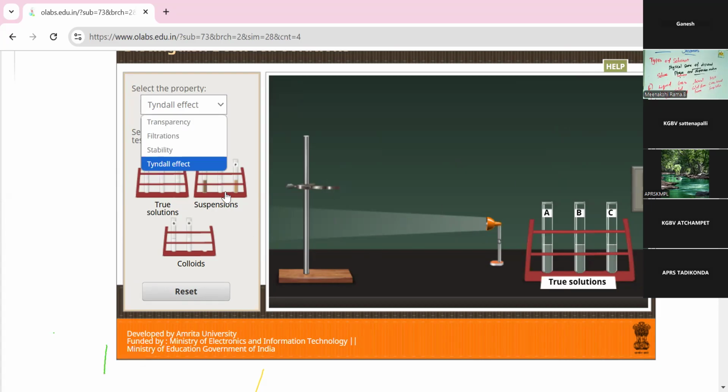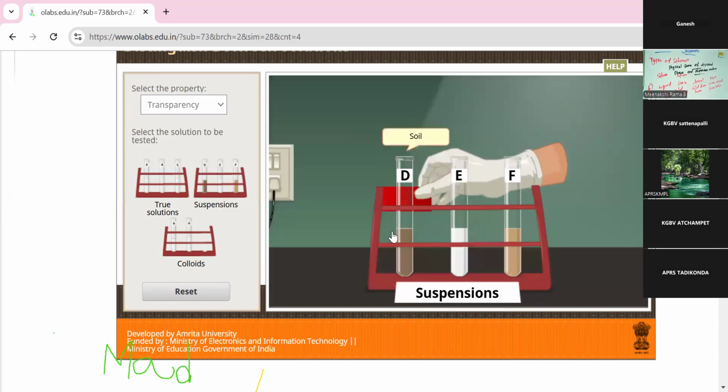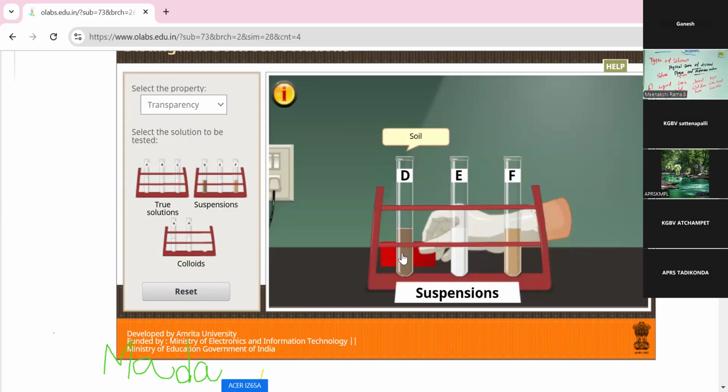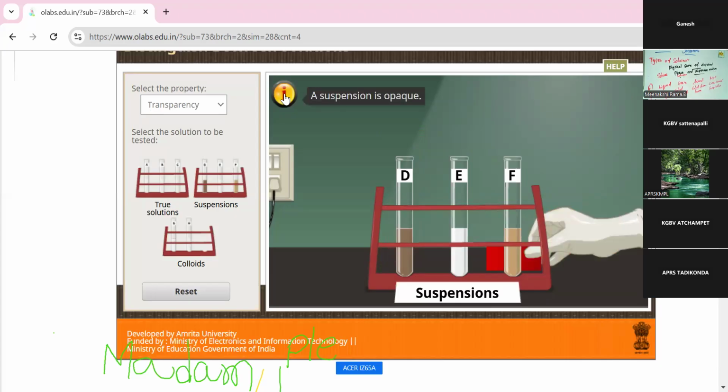Okay. Next one, I am going to choose the suspension. First property is transparency. The same thing, the cellophane paper behind the test tube. So it is an opaque nature. The paper is not visible. So this is the suspension. A suspension is opaque. It is not visible. The paper is not visible. So this is the suspension.